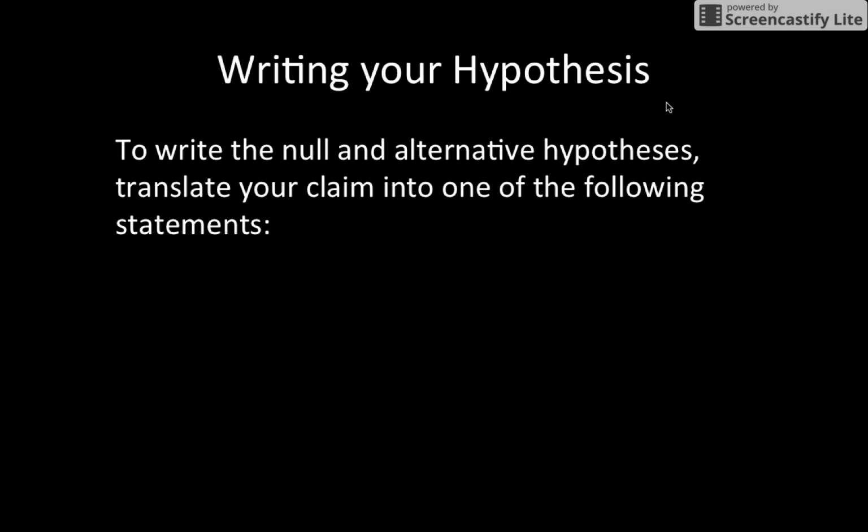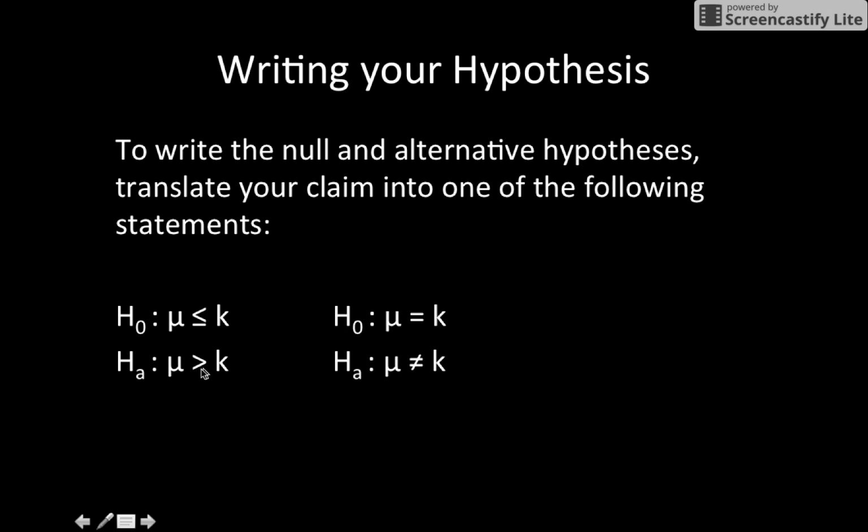When you write your null and alternative hypotheses, you translate your claim into one of the following statements. So you have your null hypothesis is mu less than or equal to k, and your alternative is mu is greater than k. So for each of these, your null hypothesis shows your equality, and your alternative hypothesis shows your inequality.